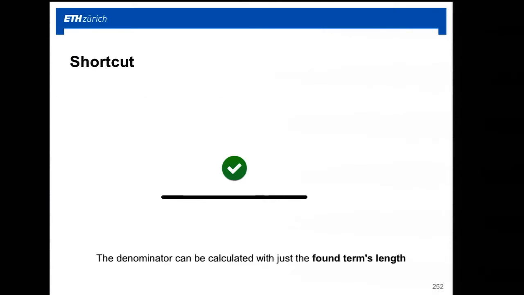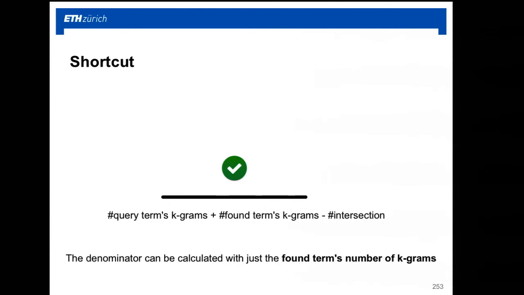And it so happens that we can just use this very simple formula, which is the number of k-grams in the query term, which we know just once for each query, plus the number of k-grams in the candidate, and this is pre-computed, so you find it in the k-gram index, minus, and this is the only thing that you need to figure out dynamically, the intersection. So the intersection that would be here, right?